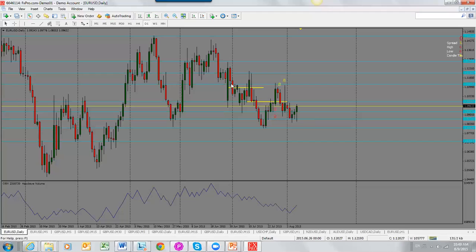See how price went into this level. This is a very strong support and resistance area. Again, I work a lot with support and resistance, so do pay attention to the support and resistance because it will impact your trading.